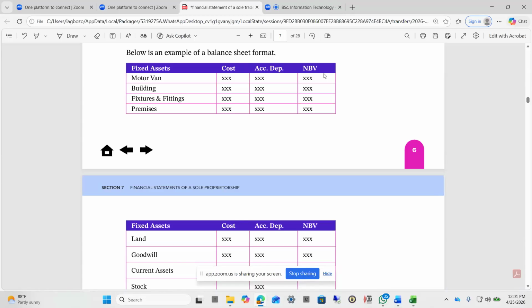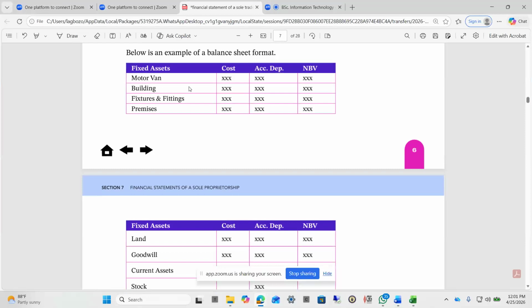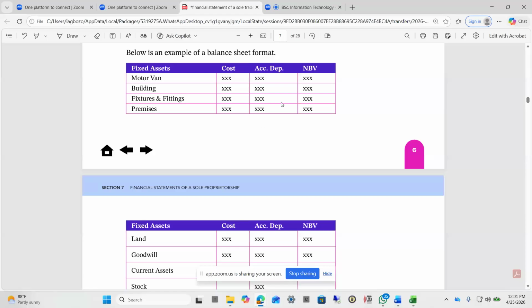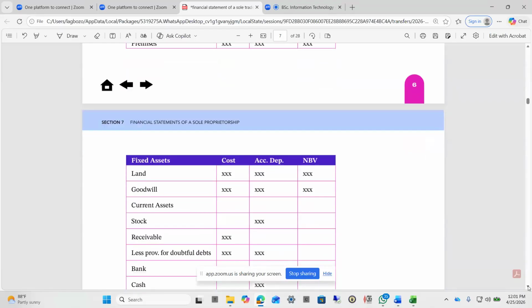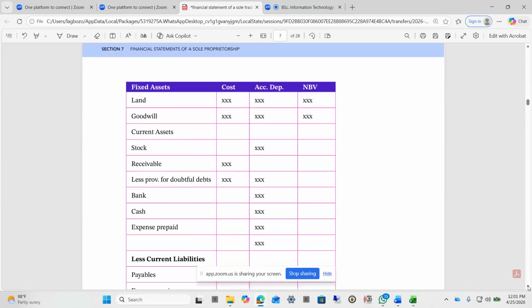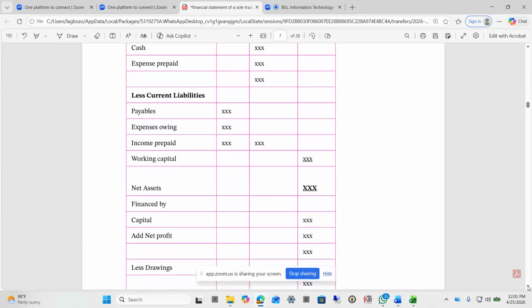Yes, sir. Good. So we are saying if you put all those things together at the end of the year, then your total fixed assets minus total accumulated depreciation will give you the current book value or the net book value of your fixed assets. Then you add your current assets to it. When you add your current assets to it, then you get your total assets. Is that okay?